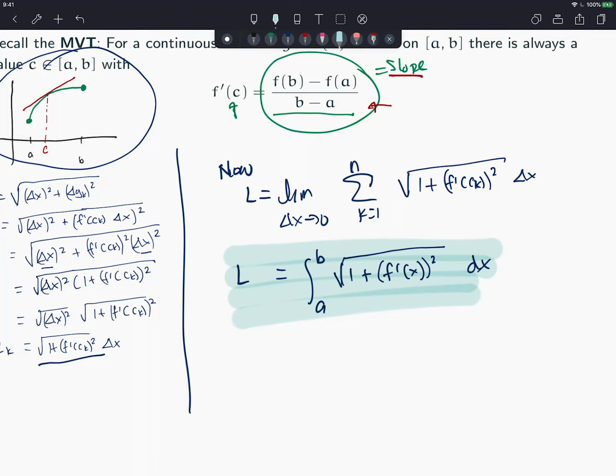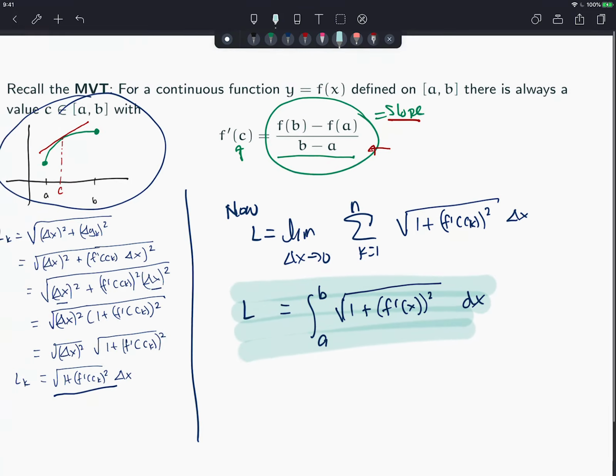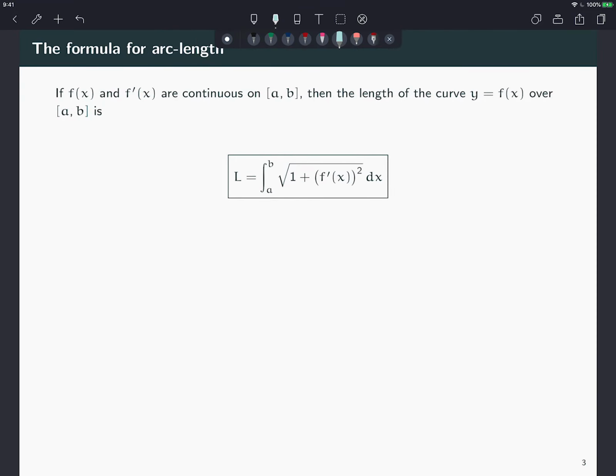Okay, so let me put that all together. This is the formula that I just talked about. You have to find the derivative of the function, square it, put it inside the square root, and then take the integral, the antiderivative, of that.